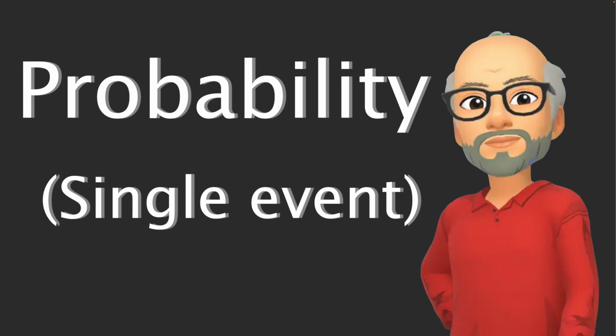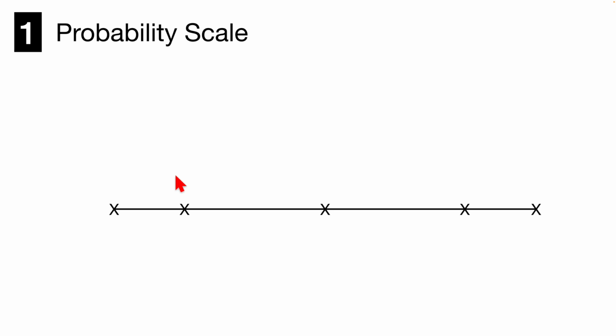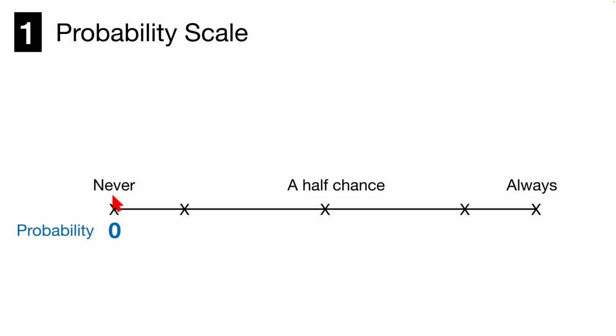Let's look at probabilities and let's look at a single event. The first thing to understand is probabilities run from never to always. In the middle, obviously, there's a half chance. The probability of never is 0, and the probability of always is 1. Probabilities less than 0 or greater than 1 do not exist. And in the middle, it's a half.